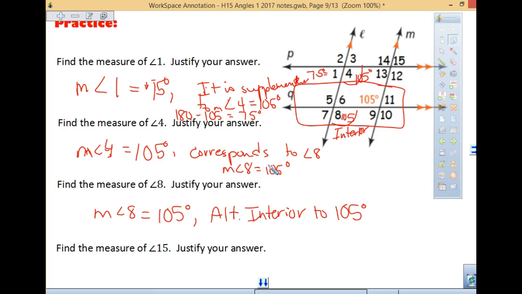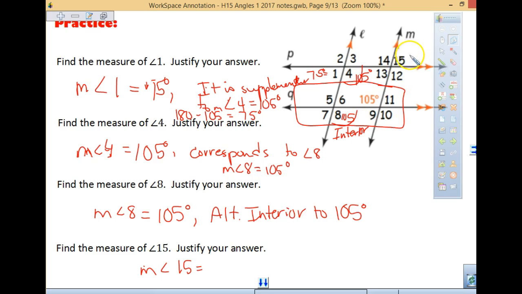The justify. So we are now looking at angle 1. What do I know about angle 15 now? So I kind of worked backwards, right? I did 5, 4, 1. Now I'm looking at the measure of angle 15. What do I know, Carmen? 75 or 105? What do you think?